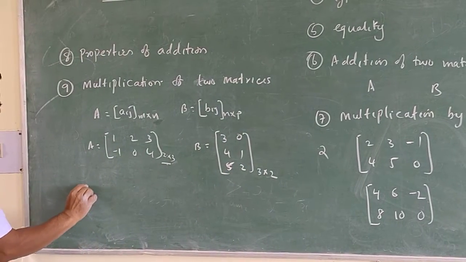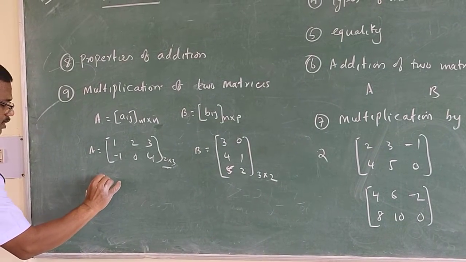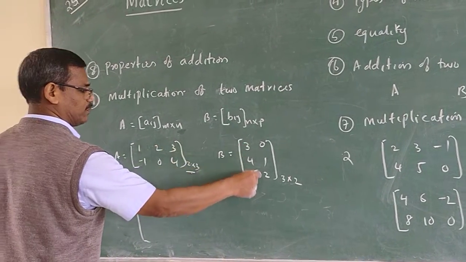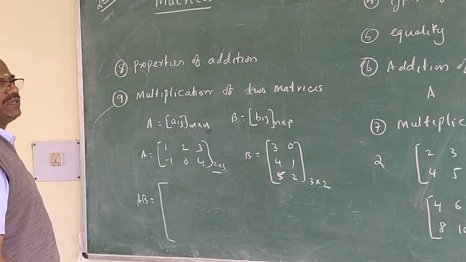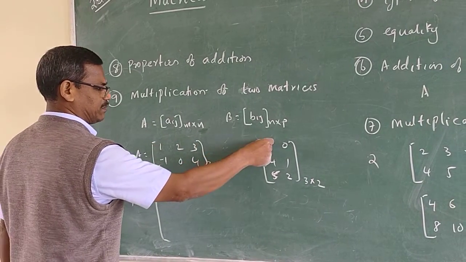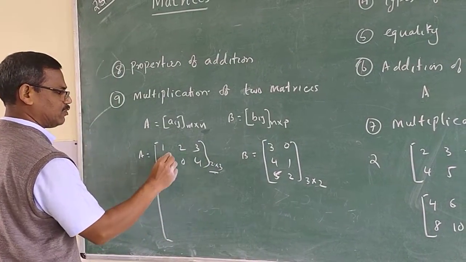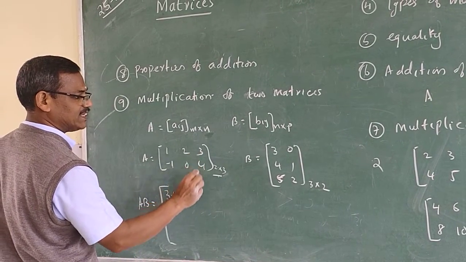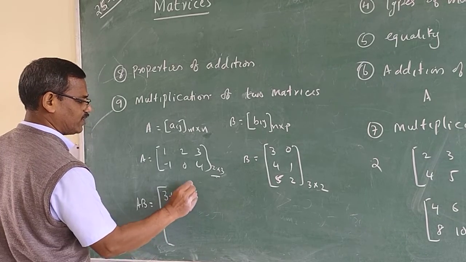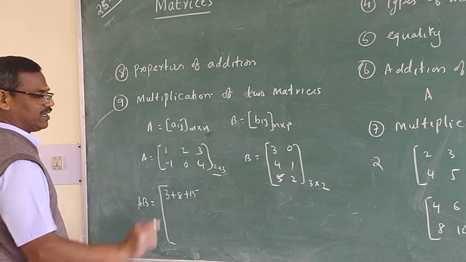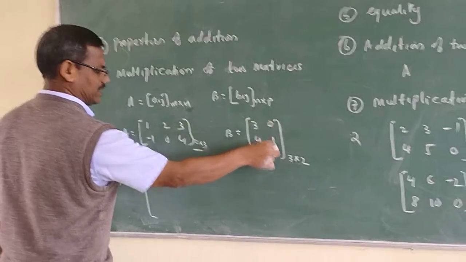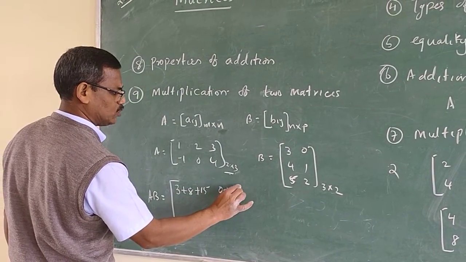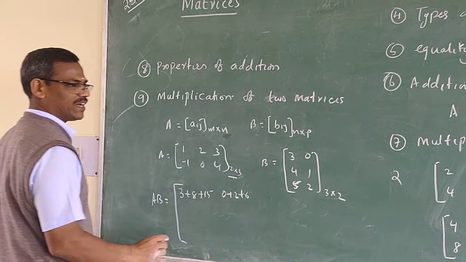So when you want to multiply these matrices, this is one important concept. You have to multiply this row with this column. That gives the first element. This row multiplied by this column: how much will we get? 1 into 3, 3, 2 into 4, 8, and 3 into 5, 15. This is the first element of the product. And then this row into the second column: 1 into 0, 0, 2 into 1, 2, 3 into 2, 6. So that gives the second element.